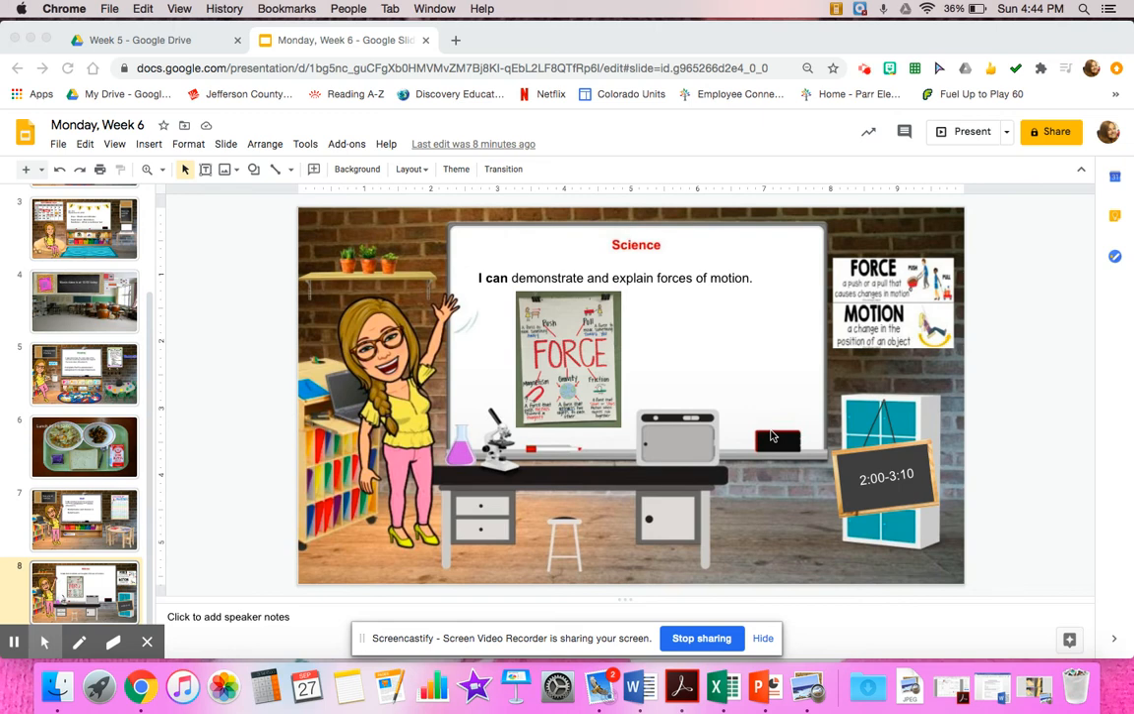This week's science target is: I can demonstrate and explain forces of motion. This week we're really bringing everything we've learned all together to show our understanding of force.